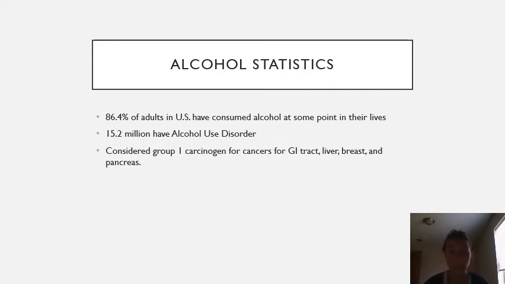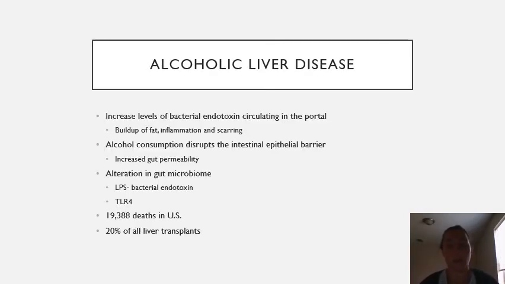And alcohol is actually considered a group 1 carcinogen for cancers in the GI tract, the liver, the breasts, and the pancreas. And this is according to the International Agency for Research on Cancer. And as a lot of you do know, alcohol does have many short-term effects, but it can also have many long-term effects if it is misused. One of the diseases related to misuse of alcohol consumption is alcoholic liver disease.